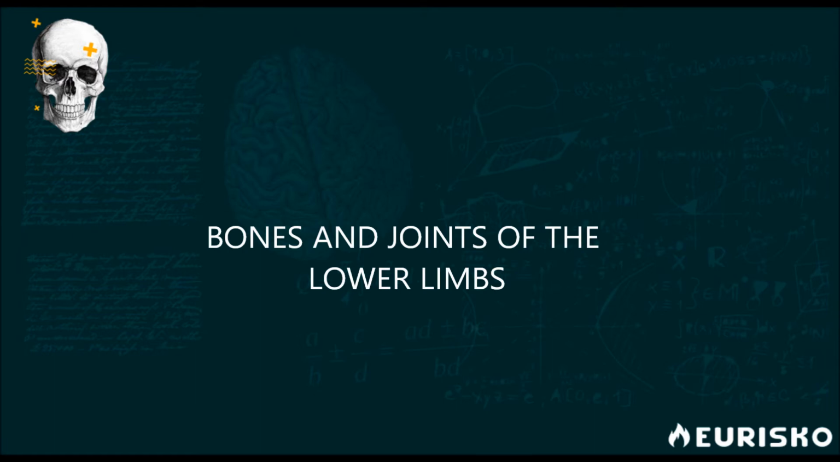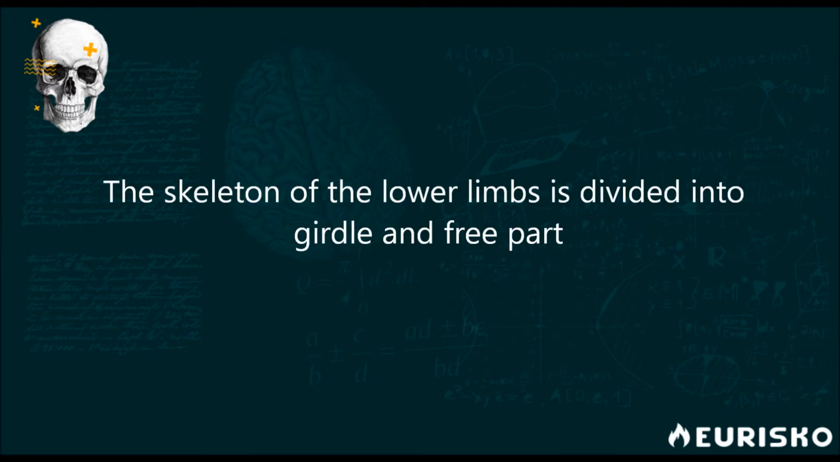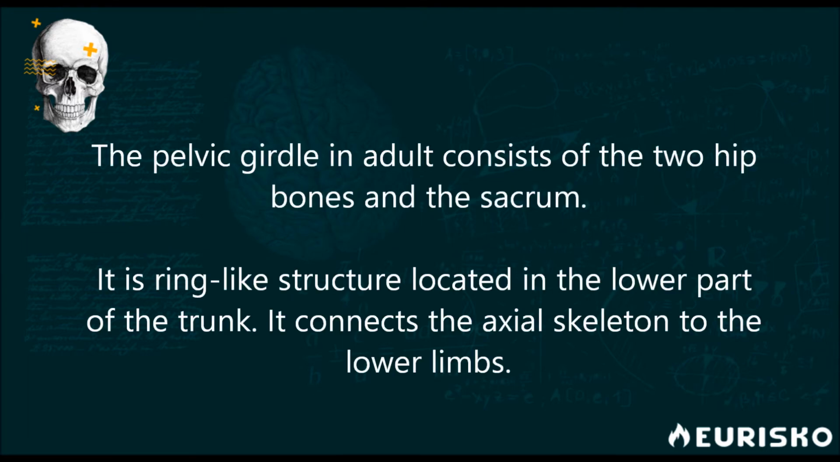The topic is bones and joints of the lower limb. Lower limbs are the last part of the appendicular skeleton. As well as the upper extremities, the skeleton of the lower limbs is divided into a girdle and a free part. The pelvic girdle in an adult consists of two hip bones and the sacrum. It is a ring-like structure located in the lower part of the trunk. It connects the axial skeleton to the lower limbs.